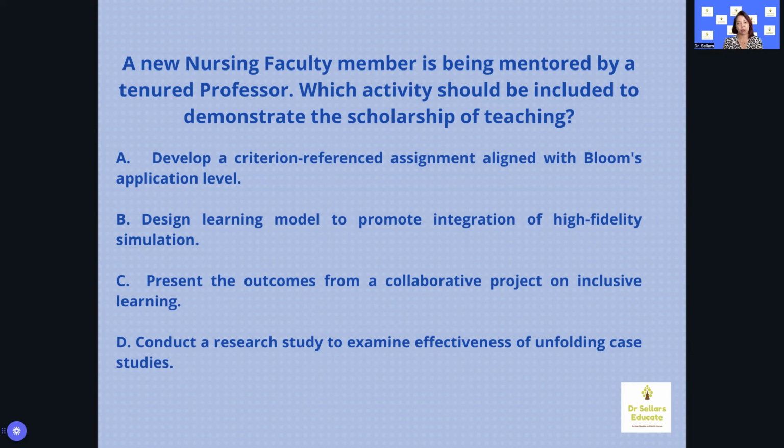Option A is develop a criterion-referenced assignment aligned with Bloom's application level. B, design a learning model to promote integration of high-fidelity simulation. C, present the outcomes from a collaborative project on inclusive learning. Or D, conduct a research study to examine effectiveness of unfolding case studies, which happens to be one of my favorites. All right, so these are the 4 options.